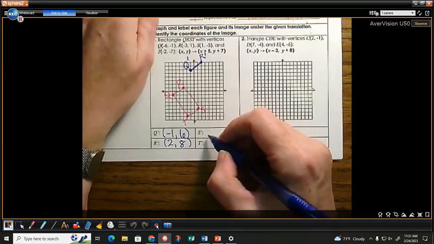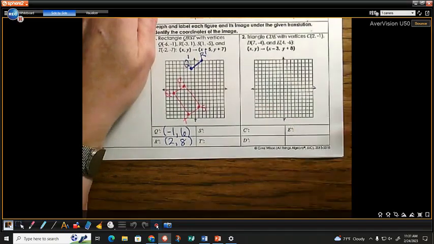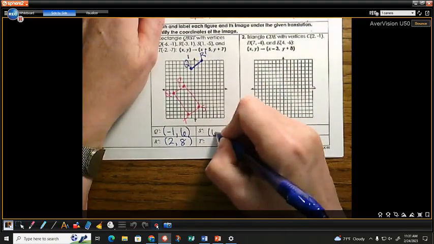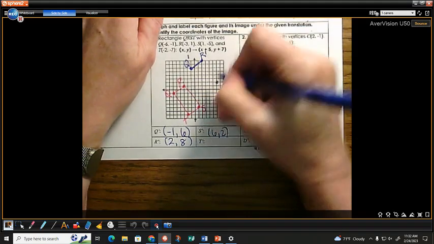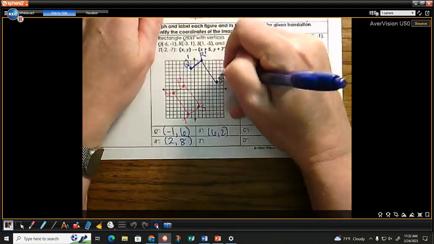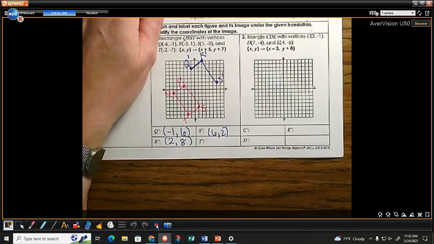So my S prime, somebody wants candy for S prime, AJ? 6, 2. 6, 2, anyone want to argue with him? No. So S, go get it. So that's S prime, and then T prime, somebody who thinks they have T prime.